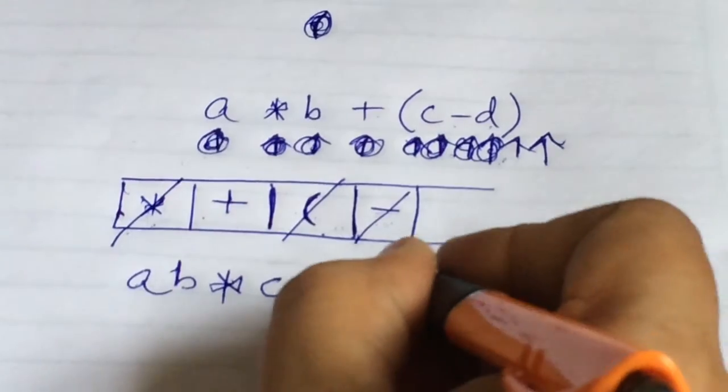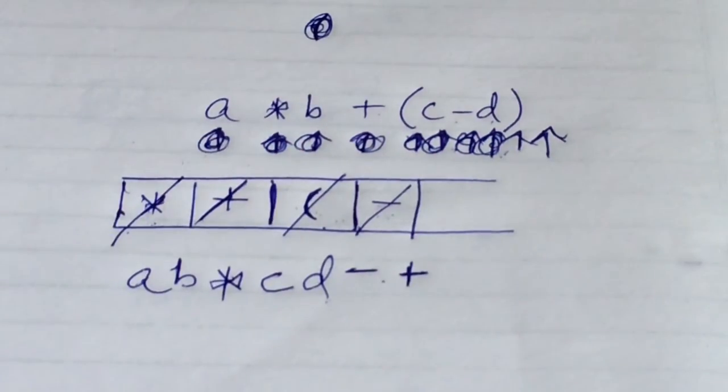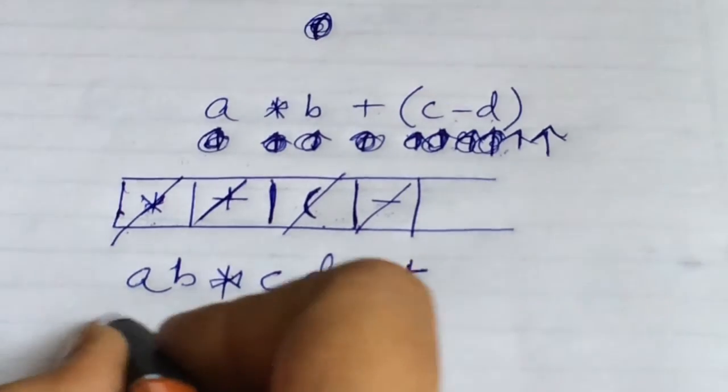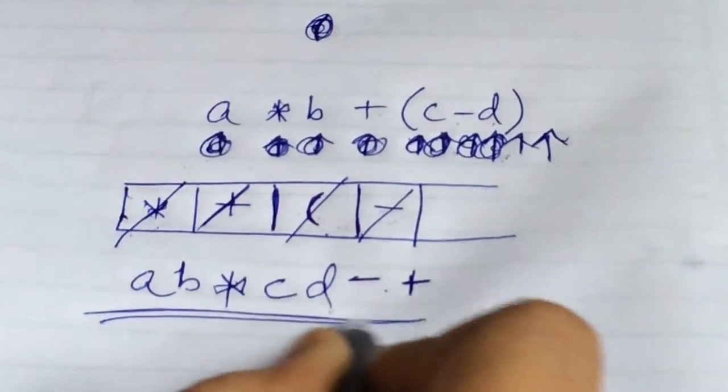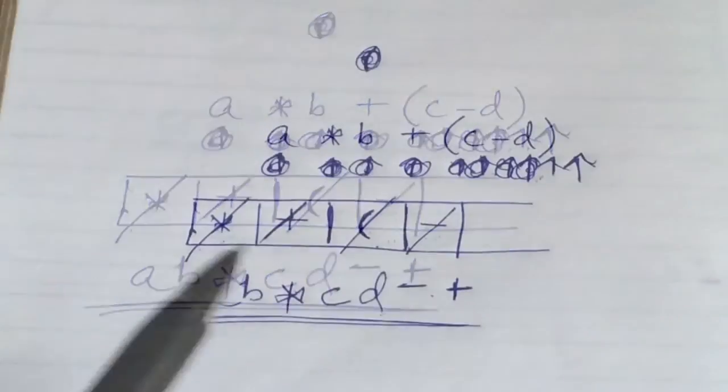So now your plus will also be popped out from the stack. So your output is this: AB star CD minus plus. So this is the final answer.